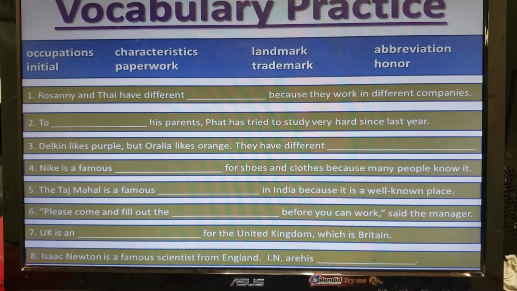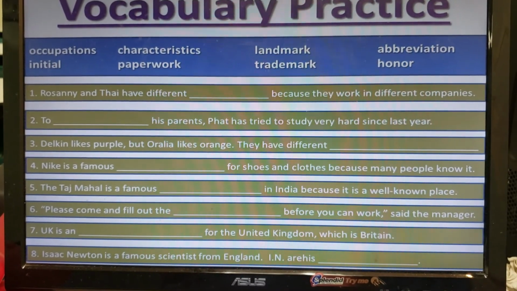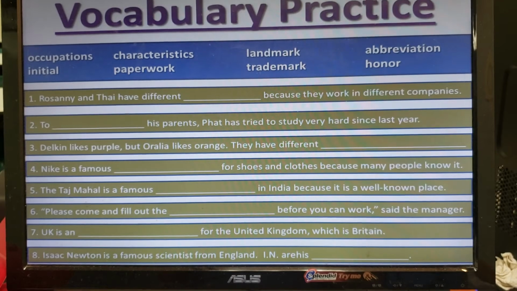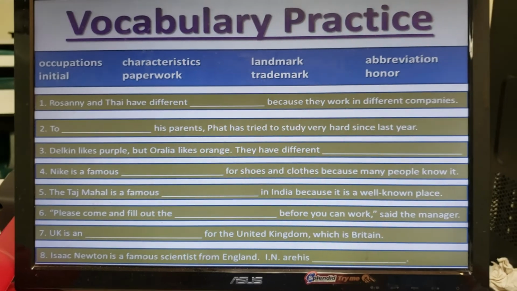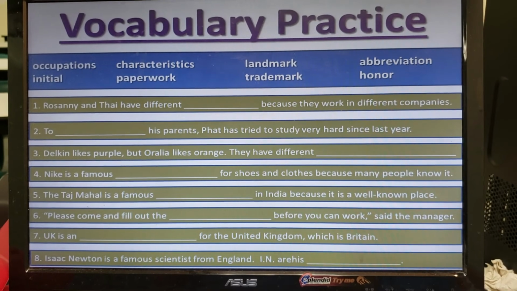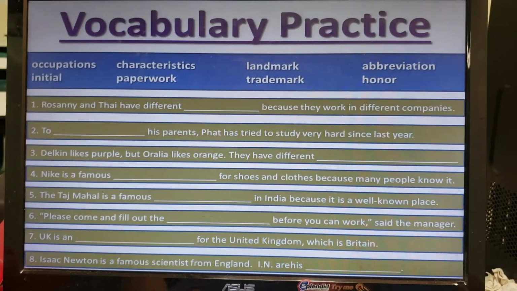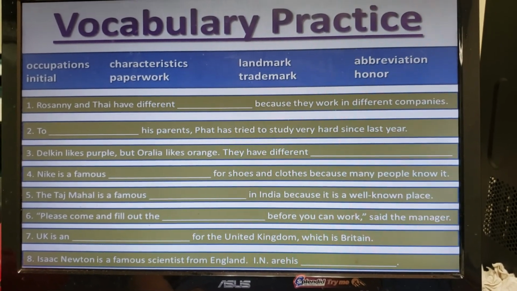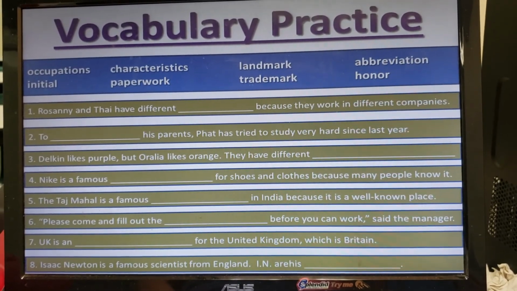So let's see if you can use the words occupations, characteristics, landmark, abbreviation, initial, paperwork, trademark, and honor to fill in the lines for 1 to 8. I'm going to give you about 5 minutes. Okay, so you can pause, take a picture, and complete the work. And once you're finished, you can unpause and check your answer and see if you're correct.